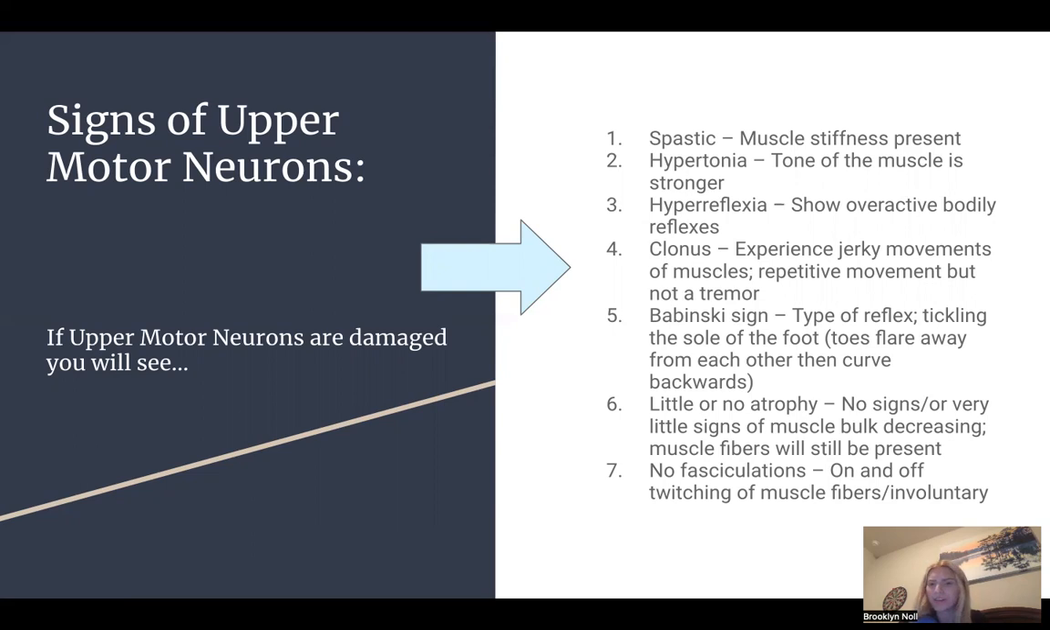atrophy. There are no signs or very little signs of muscle bulk decreasing. In other words, muscle fibers will still be present. And then lastly, no fasciculations. This is on and off involuntary twitching of the muscle fibers.